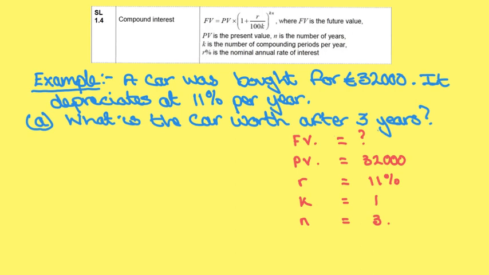So let's put this into our formula for compound interest. So the future value is equal to the present value, which is 32,000, times brackets 1 minus 11, because it's 11%, over 100k, well k is 1, so it's 100, to the power of n times k, well 3 times 1 is 3. And we need to work that out to find the future value, which we can do on our GDC.